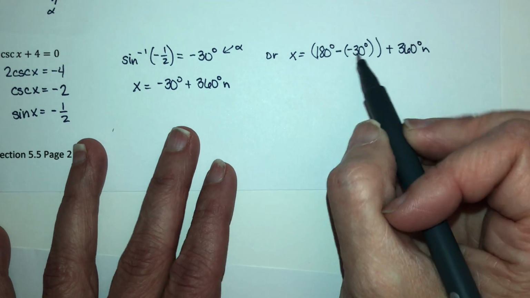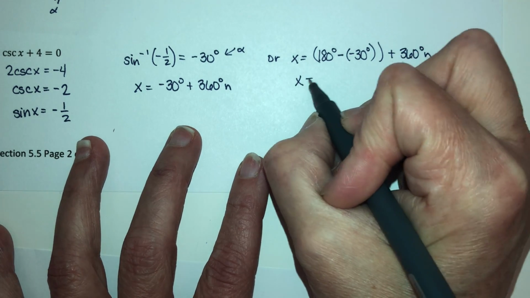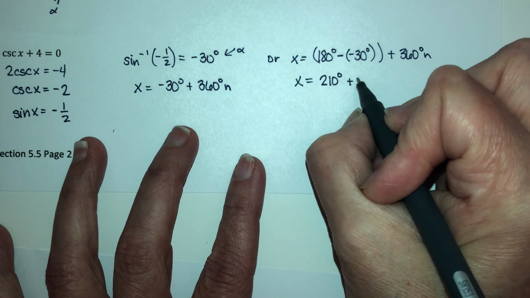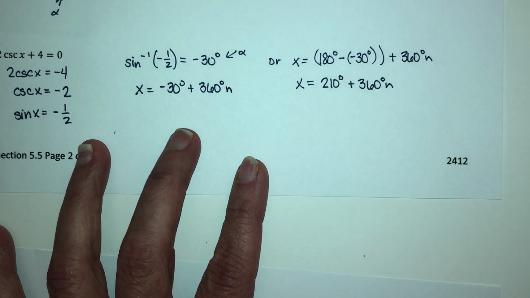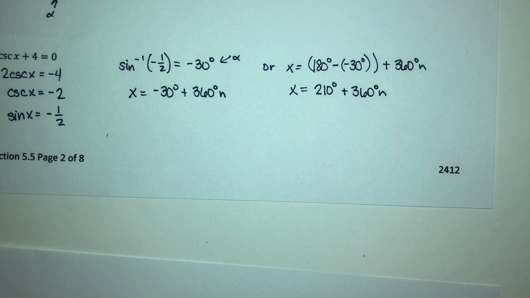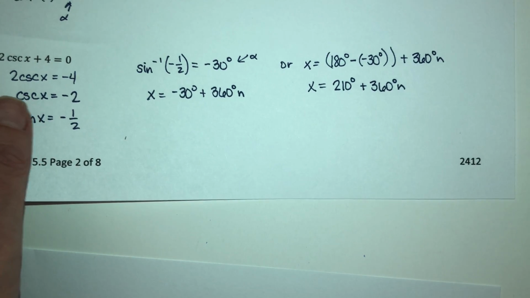Be careful with your negatives here because that needs to be 210. 210 degrees plus 360 degrees n. So everything that is coterminal with 210 degrees and everything that is coterminal with -30 degrees. Those are all of the solutions to that particular equation.